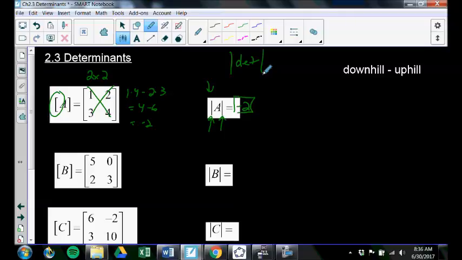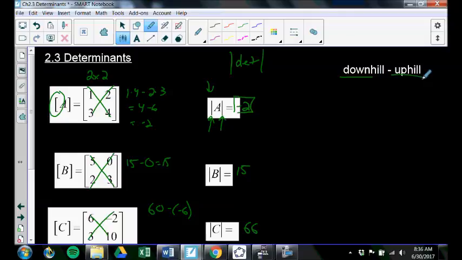I'm going to do 15 minus 0. The determinant of matrix B here is 15. And I can do 60 minus -6, which is actually 66. You do what I call the downhills minus the uphills. And that'll actually make more sense as we do a 3 by 3.